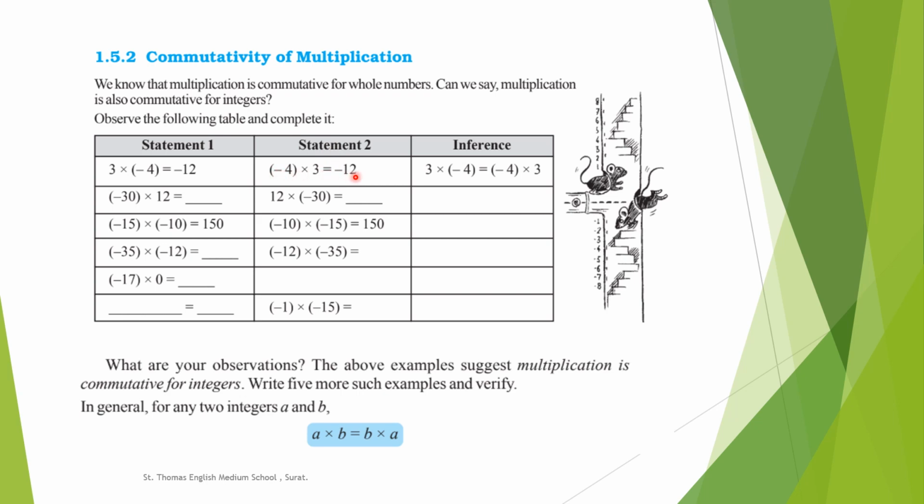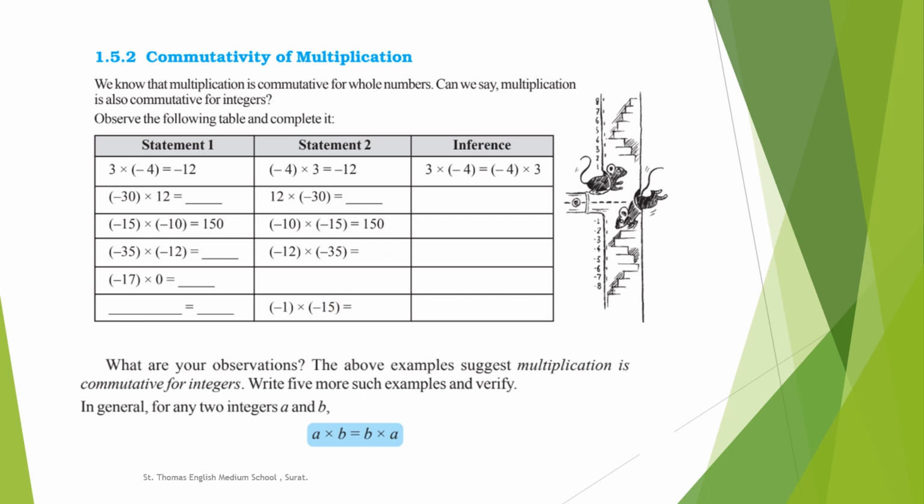Then 4 threes are 12. What you observe here, both answers are same. So when you interchange, there is no difference in the product. That means 3 multiplied by minus 4 is same as minus 4 multiplied by 3. Clear? We will do one more.